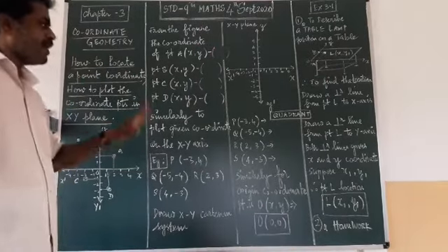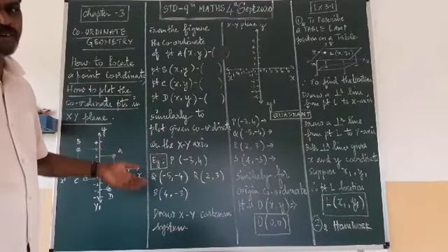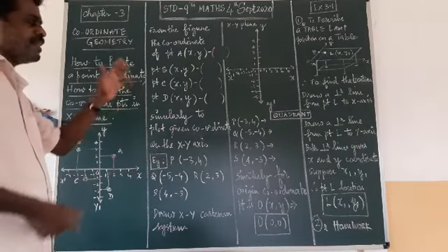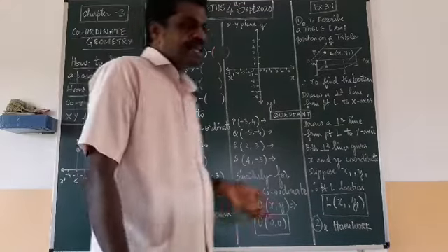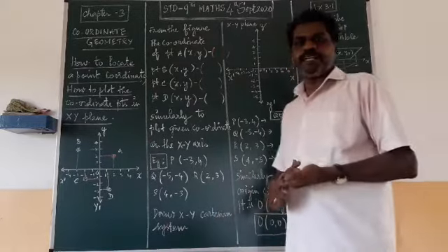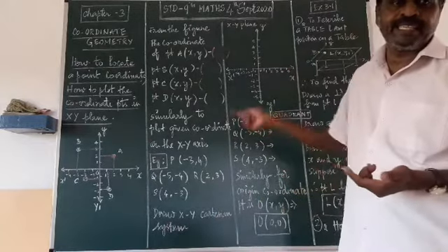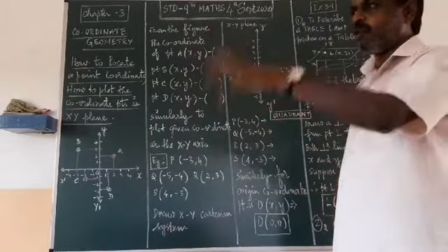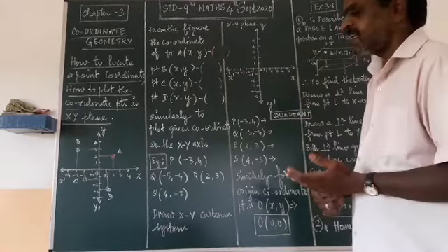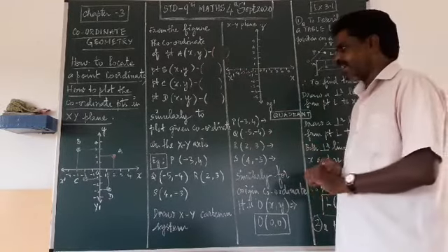Yesterday, what were the basic things? Who developed coordinate geometry? What is the other name for coordinate geometry? What are the parts of coordinate geometry? What are x, y, the x-axis, the y-axis, and what are the quadrants present in the coordinate axes? All that we have seen in yesterday's class.